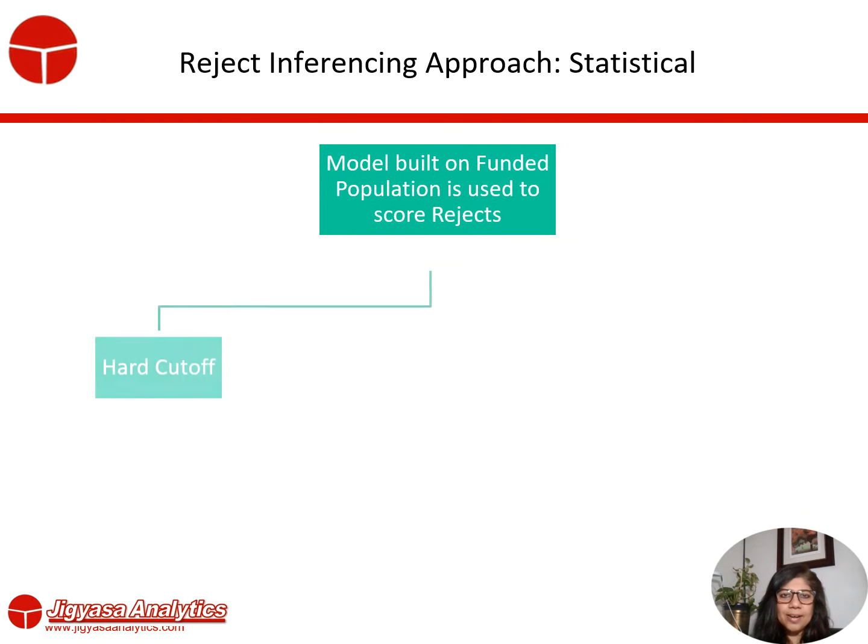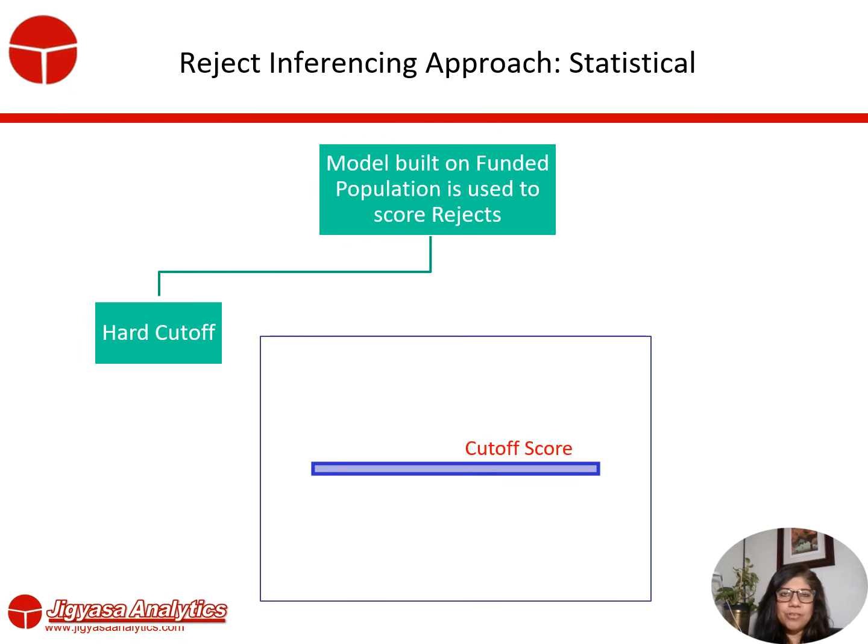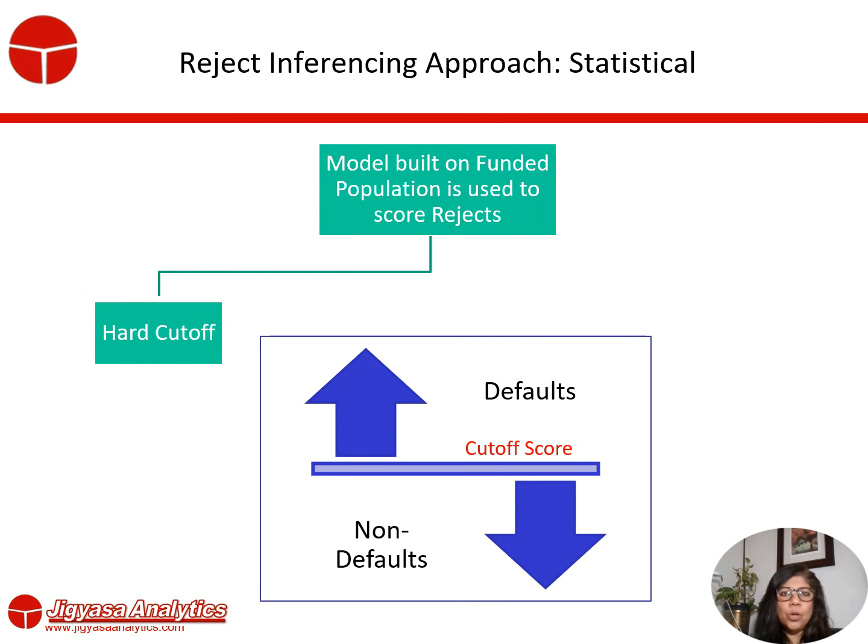In the hard cutoff method, a cutoff score is used to classify rejects as good or bad. Those with scores higher than the cutoff are classified as defaults or bads, and those with scores lower than the cutoff are classified as non-defaults or goods. Usually, the cutoff score is chosen to make sure that the proportion of defaults in the rejected population is higher than in the funded population.